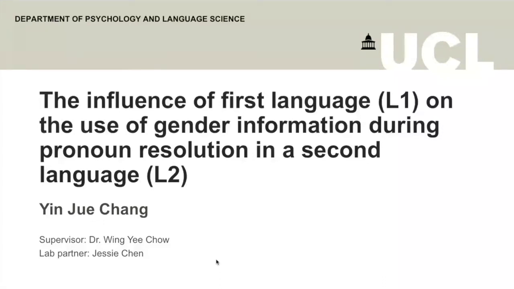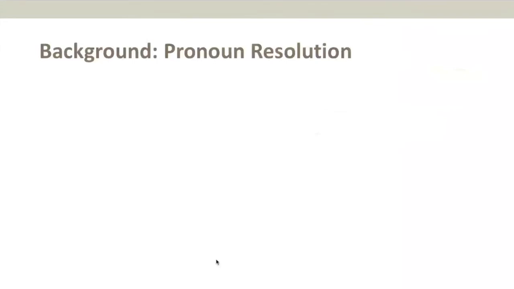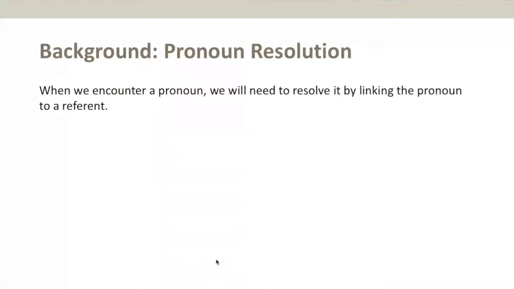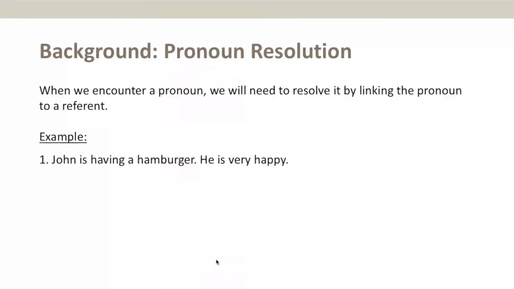So first, I will talk about pronoun resolution. When we see or hear a pronoun like he or she, in order to understand the sentence, we need to resolve the pronoun. So for example, John is having a hamburger. He is very happy. To understand this sentence, you need to know who he refers to, right? So in this context, he will be referring to John. In linguistic terms, this is what we call the referent or antecedent. So John is the antecedent of the pronoun he.